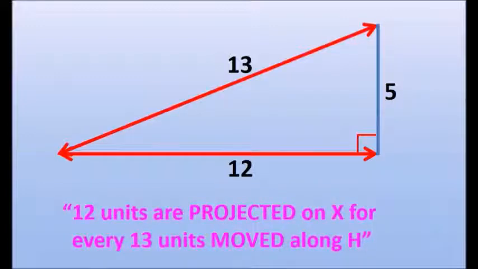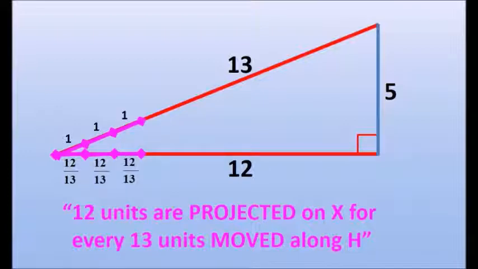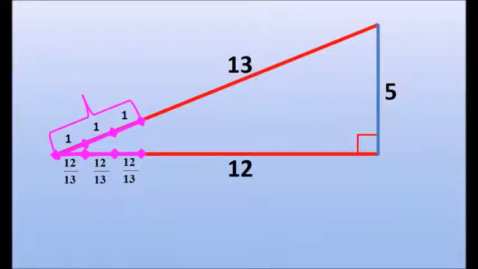So, for every 12/13ths projected along x, we had to move 13/13ths, or 1 inch, along h. In other words, each inch moved along h causes us to move 12/13ths of an inch along x as a side effect. If we repeat this 2 more times, we continue with this proportion and see that 3 inches moved along h moves us 36/13ths of an inch along x.